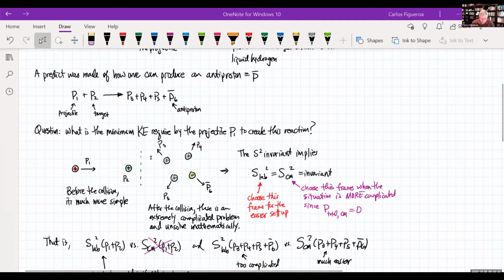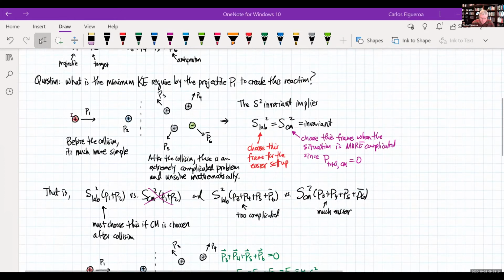What we did beforehand is imagine that we have 2 particles, one at rest and one coming in with certain momentum and kinetic energy. Then after the collision, we have 4 particles going out. The thing that was done at that time is that they used the invariant mass of the system. And so you have the lab frame and you have the center of mass frame.